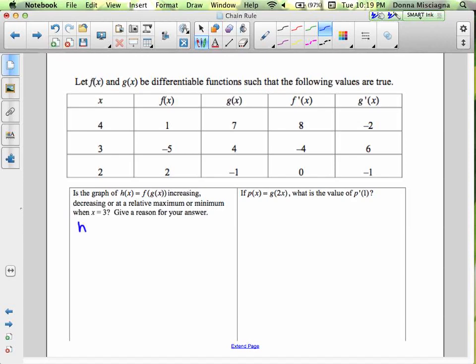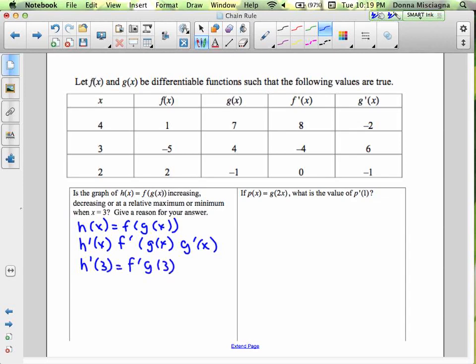All right, so always write your formulas on these. So h of x equals f of g of x. h prime of x is going to be the derivative of the outside function, so f prime of g of x, times the derivative of the inside function, g prime of x. All right, so now let's evaluate it at x equals 3. So h prime of 3 equals f prime of g of 3 times g prime of 3.